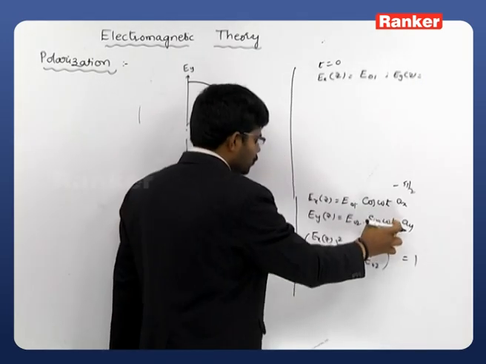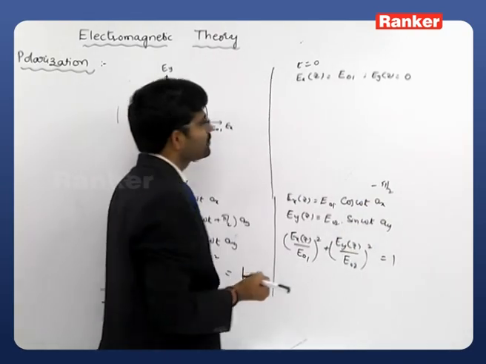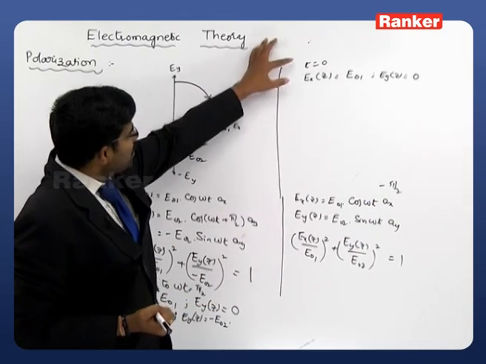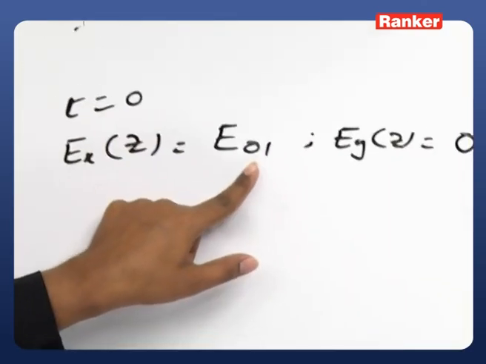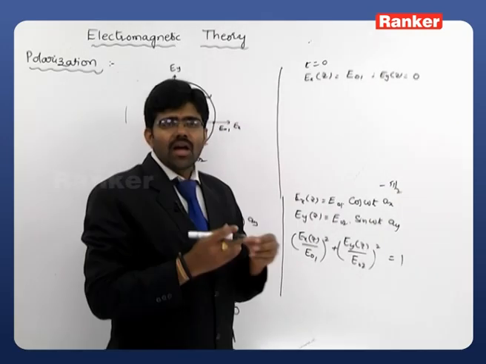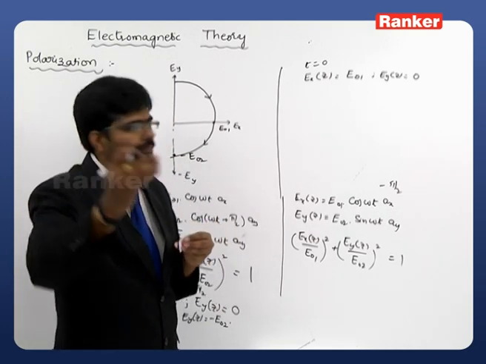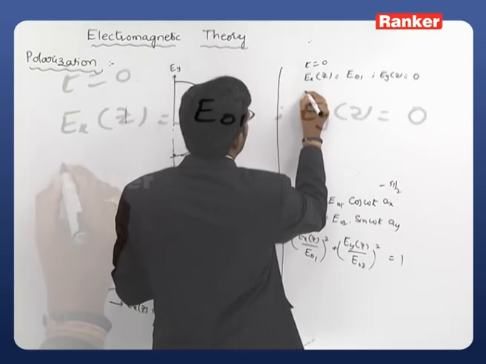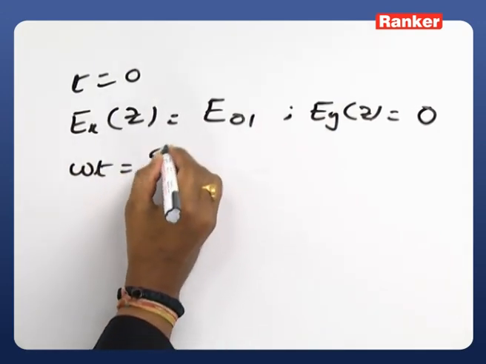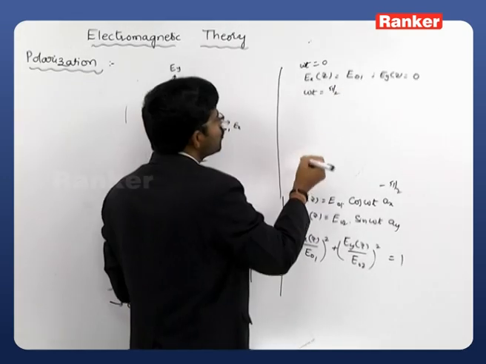Ey of z is equal to 0, since it is 0, the entire quantity is 0. So at the initial time, Ex of z is equal to E naught 1 and Ey of z is equal to 0. And I am taking a different, positive time, that is, as time moves on, at a time omega t is equal to pi by 2.